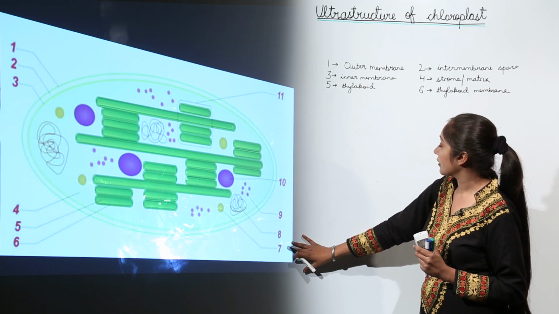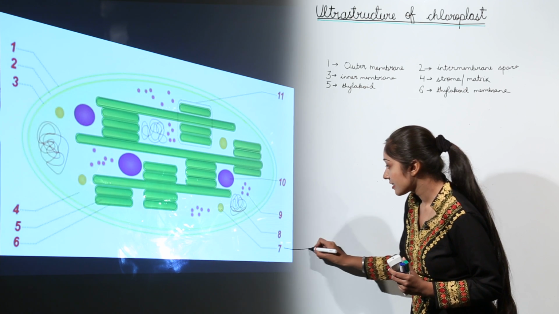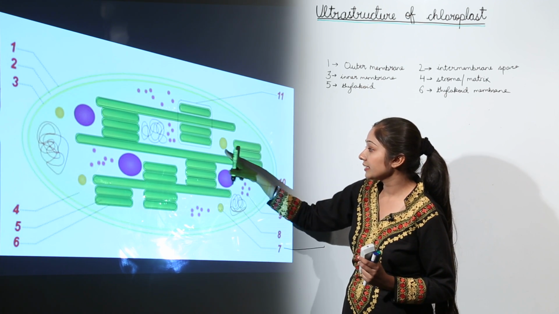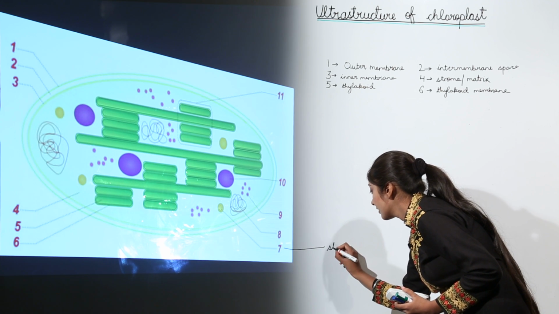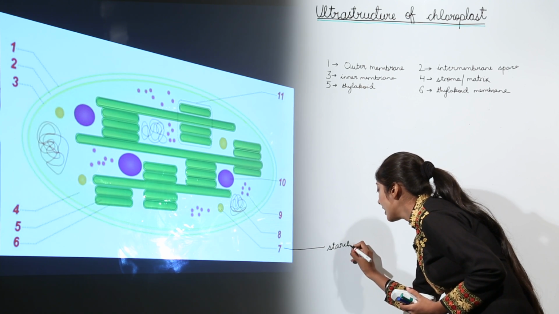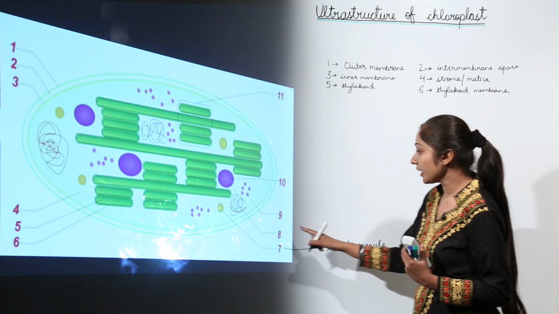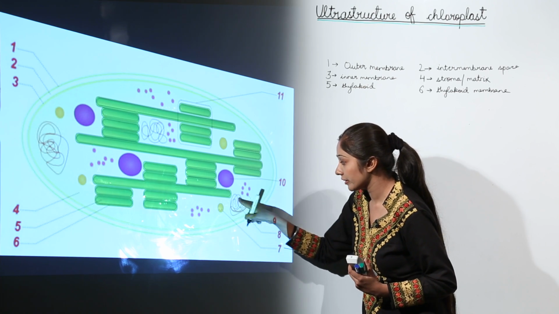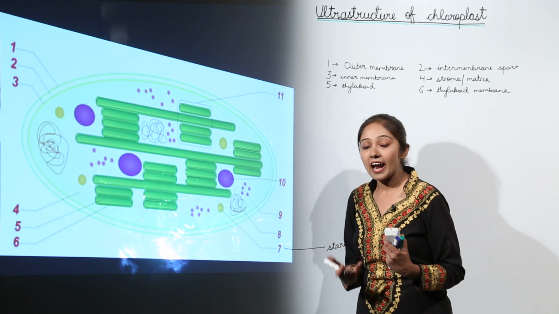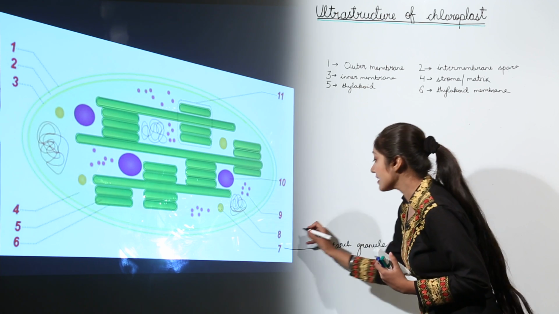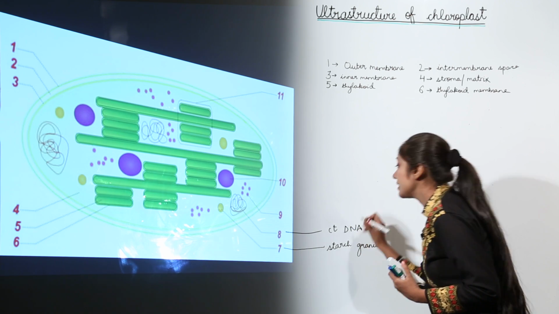Moving on to number 7. Number 7 is what? I can write it here also. Number 7 is, what is this? This is the starch granule. Moving on to number 8. This is what? This is something very circular, right? What is circular in case of this chloroplast? It is a DNA, and in case of chloroplast DNA, we call it as ctDNA, that is a chloroplast DNA.